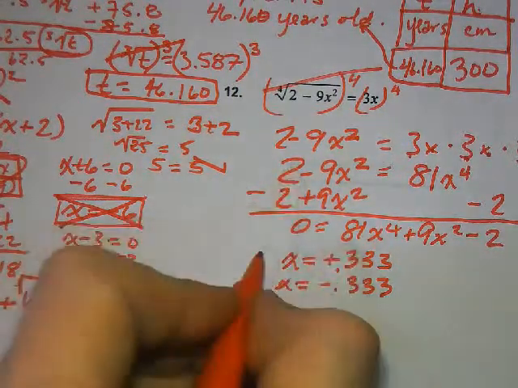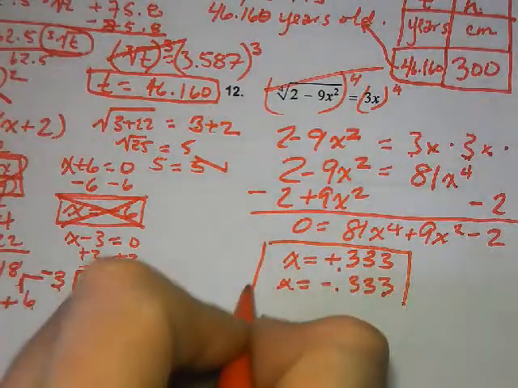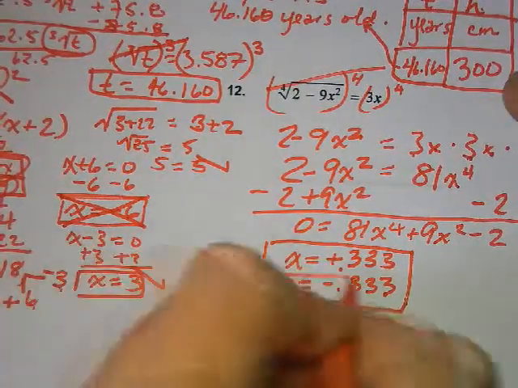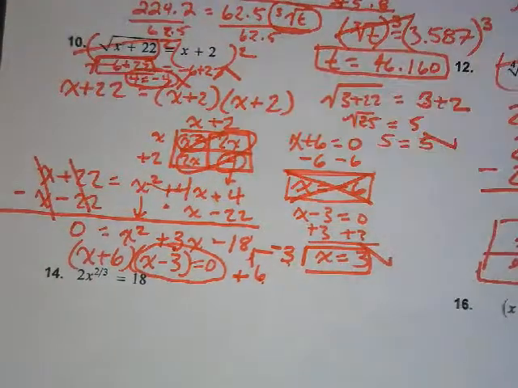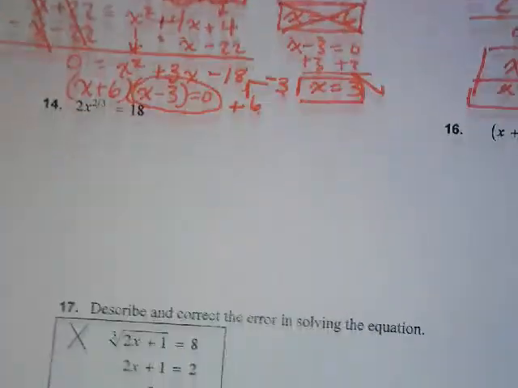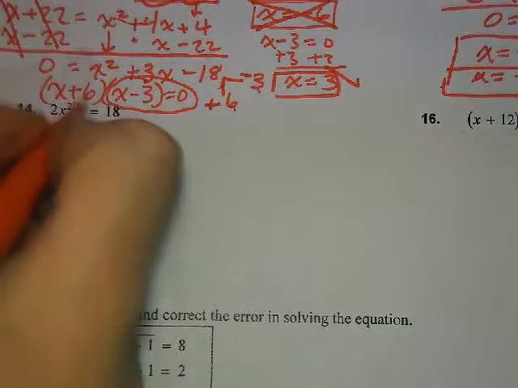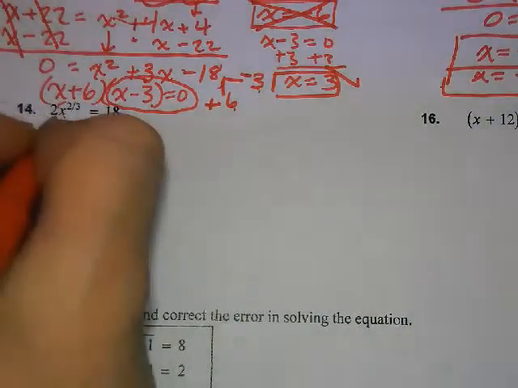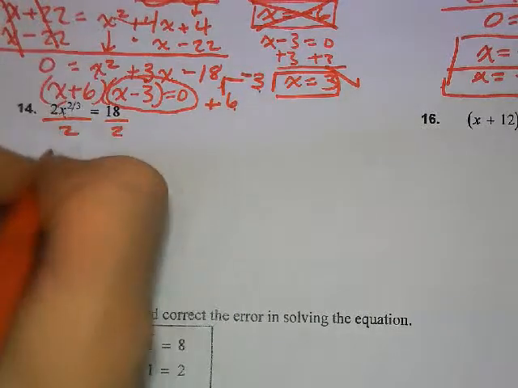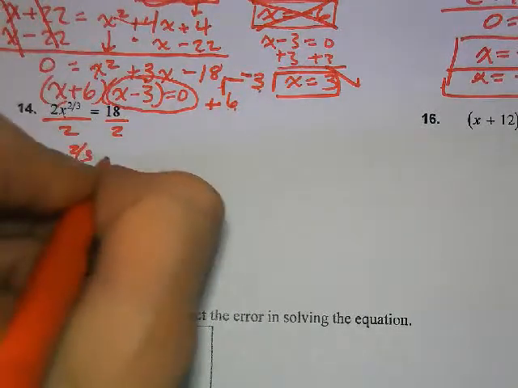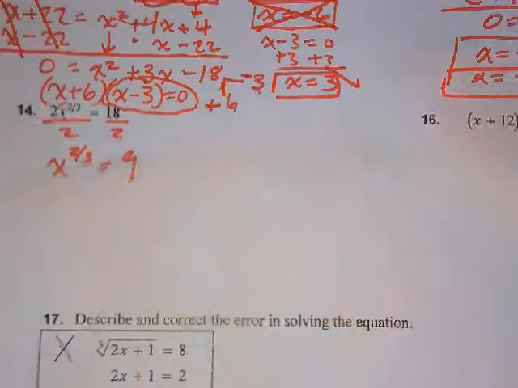Okay. On number 14, we're going to multiply by the reciprocal. So the first thing I can do is divide by 2, and I get x to the 2/3 power equals 18 divided by 2, which is 9. The reciprocal of 2/3 is 3 over 2.